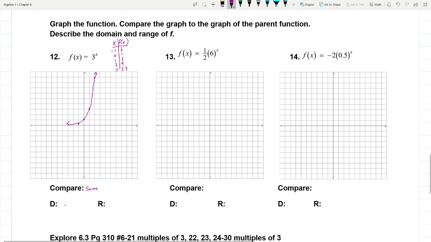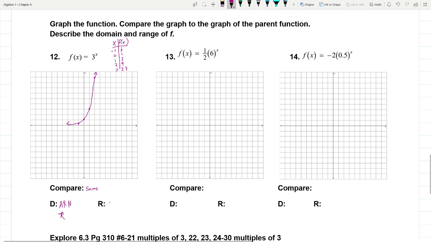And our domain is all real numbers. I believe some people like to write all real numbers as a cursive R. I can never do a cursive R right. Probably failed that part in elementary school.